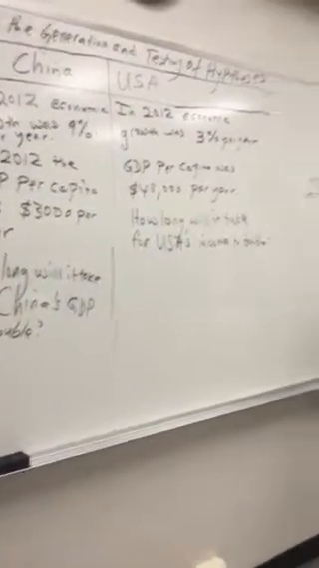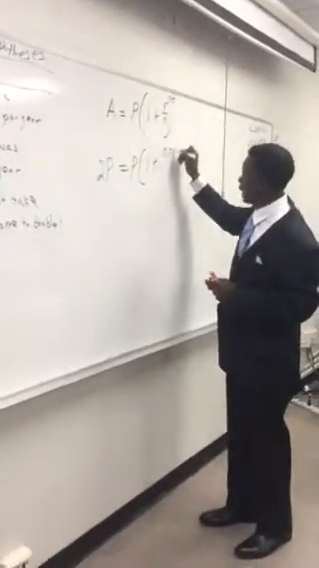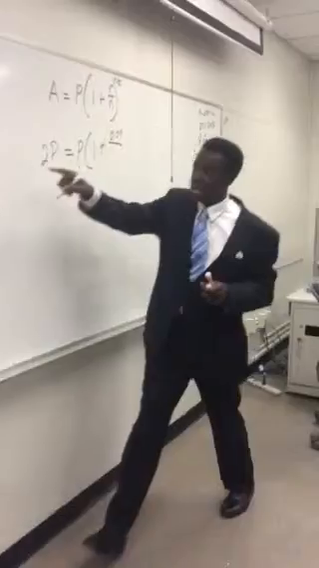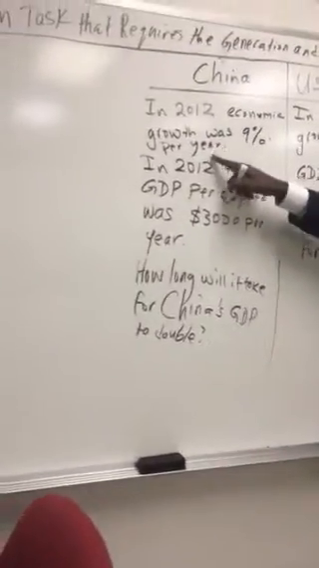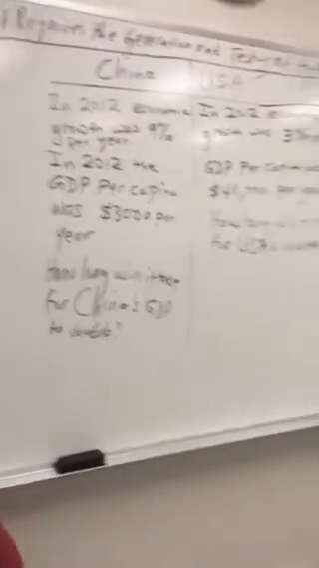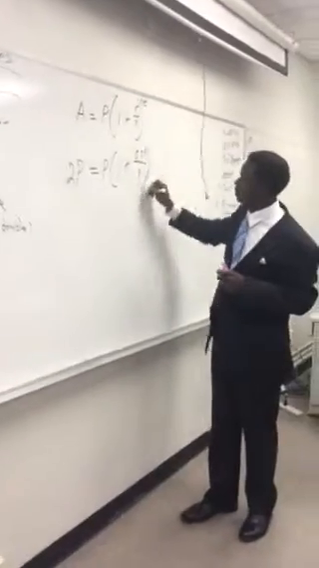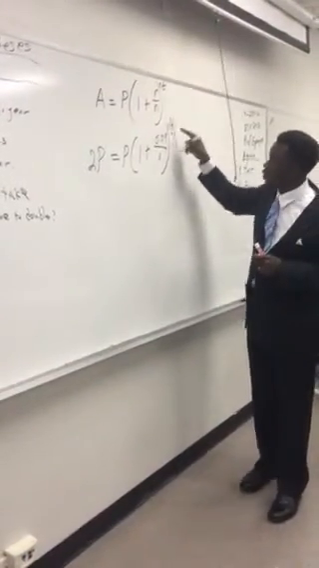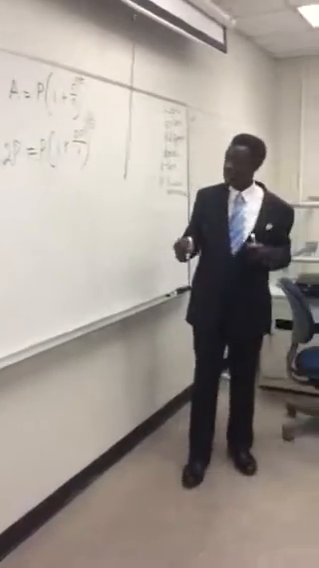So the interest rate is 9%, so we put 0.09, which is 9%, divided by n, and the compounding is per year, so n is 1. And here, raised to the power 1 multiplied by t, because we're looking for t.